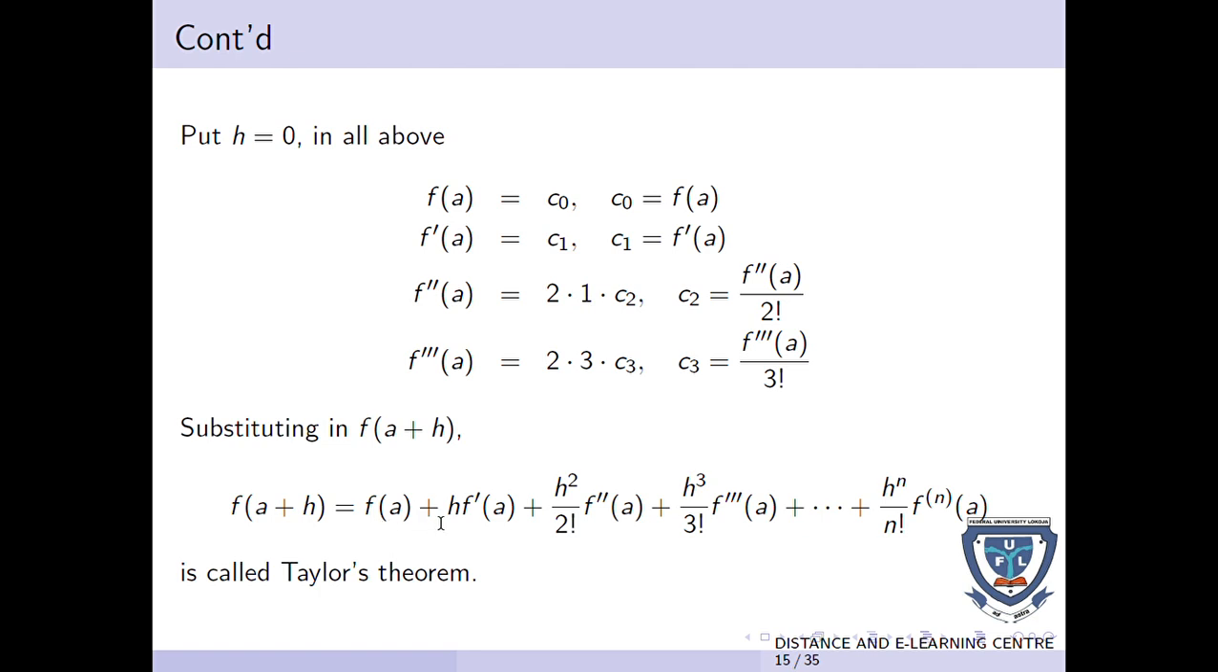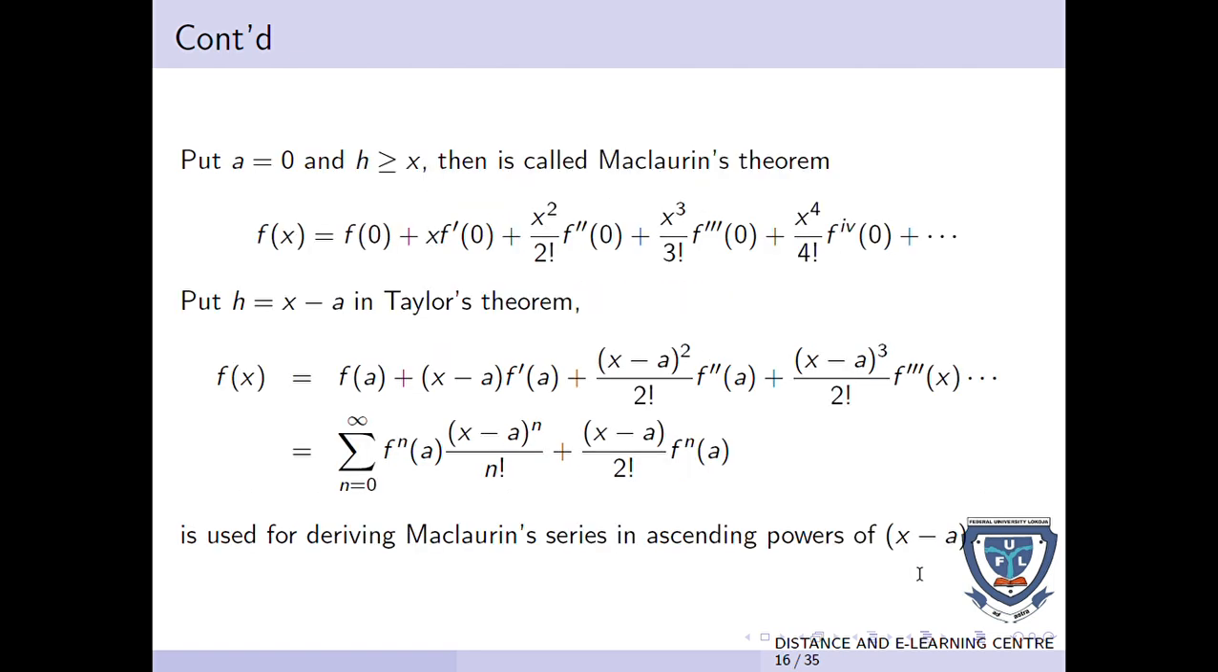f(a+h) = f(a) + h f'(a) + h²/2! f''(a) + h³/3! f'''(a) + ... + hⁿ/n! fⁿ(a) is called Taylor's theorem. By putting a equal to 0 and h equal to x, the expansion is called Maclaurin's theorem.